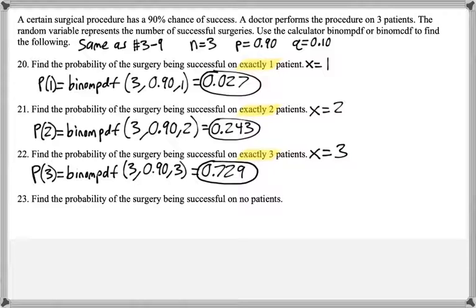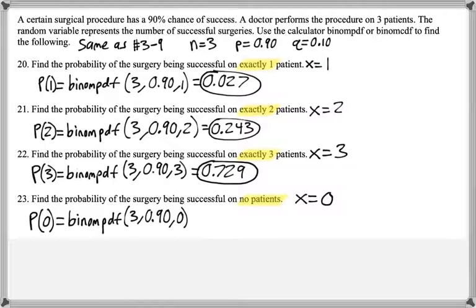That's equal to 0.729. And then no patients would be x is equal to 0, which we would type binomial PDF 3, 0.9, 0. And my calculator gives me 1e negative 3, which means we need to move the decimal place 3 places to the left, which would be 0.001. So the 3 answers that we got here are consistent with the answers that we got to 4, 5, and 6.